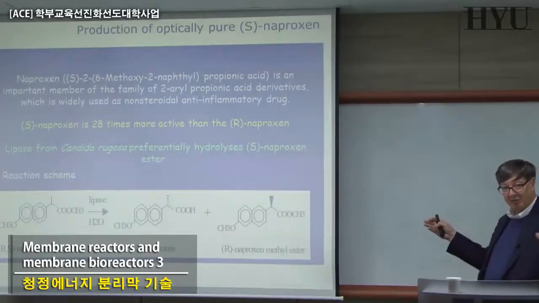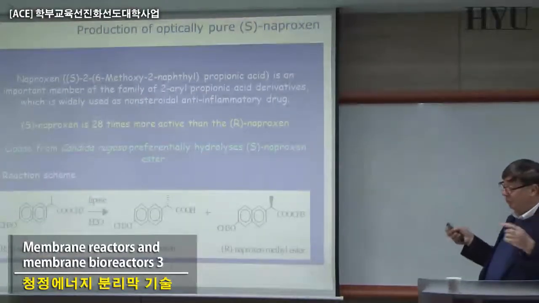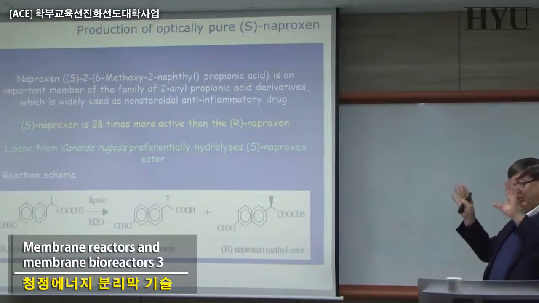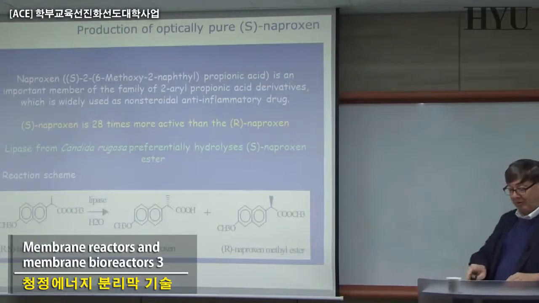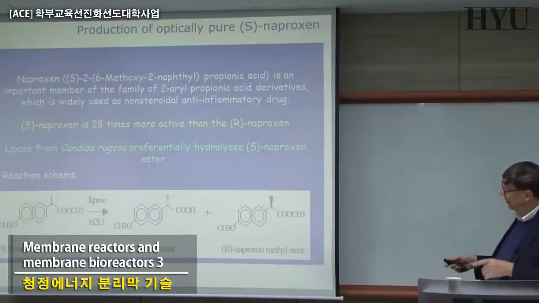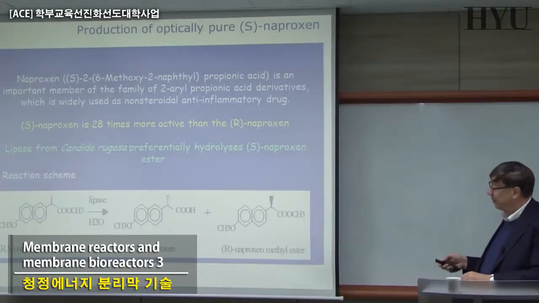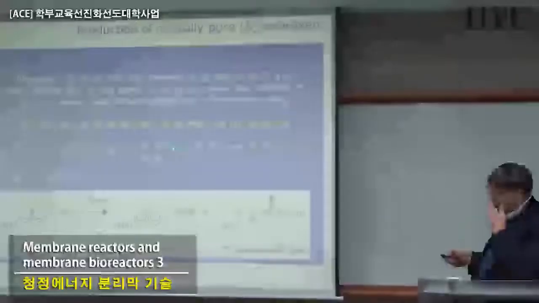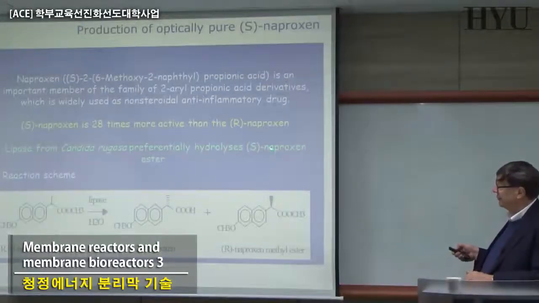You can have a very big difference. The same chemical, when you write the formula, nothing changes. It's only that you have a steric difference. Now this is the problem of my hands. Now we have a specific enzyme, lipase from Candida rugosa, that preferentially hydrolyzes the S-naproxen ester.